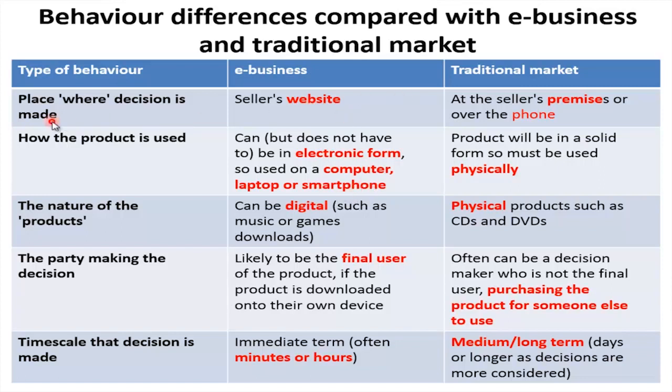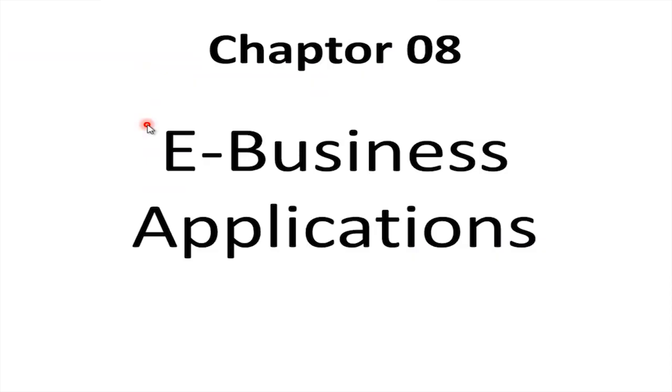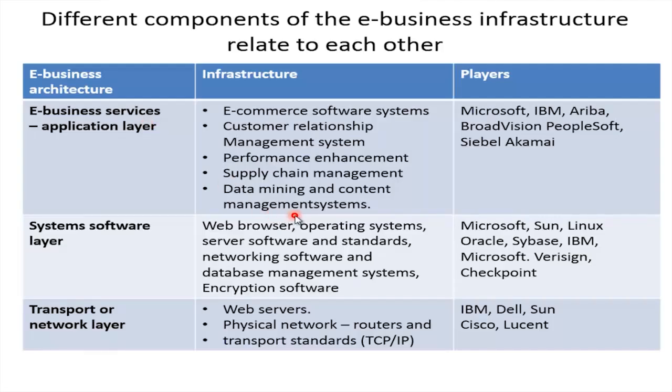So, against the type of behavior. We have completed chapter 7. Now we are going to chapter 8, e-business application. Application in e-business. Different components of the e-business infrastructure relate to each other.